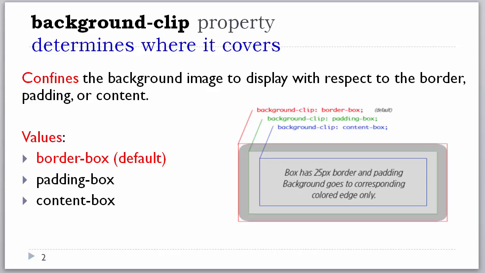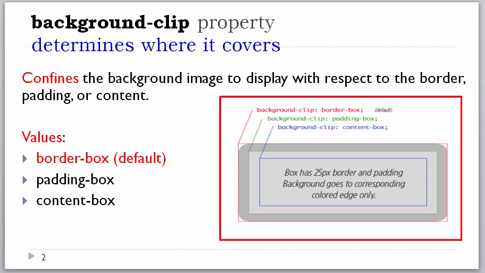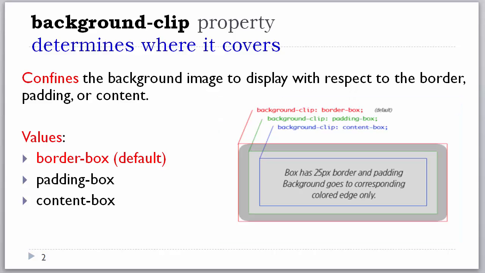The background clip property determines where the background image covers. If you look at the diagram here, we have content, we have some padding, and we have a border. By default, when you insert a background image, it starts at the edge of the border box and covers everything inside. With the background clip property, we can tell it to start at certain places or to cover certain places.